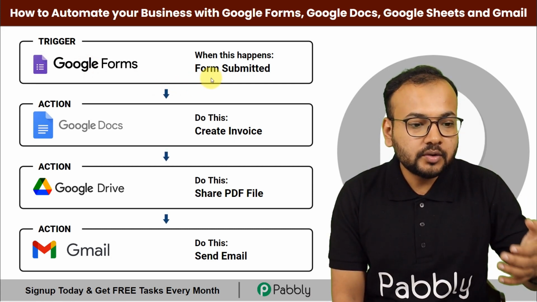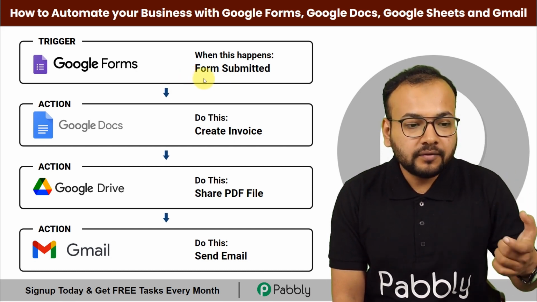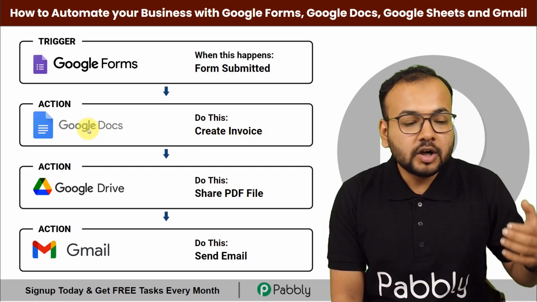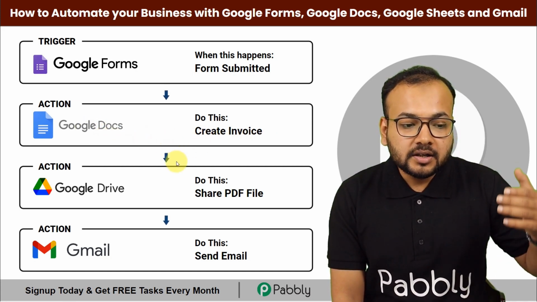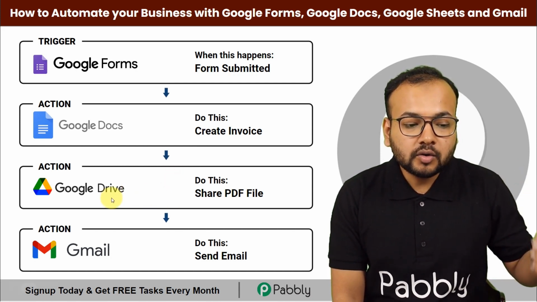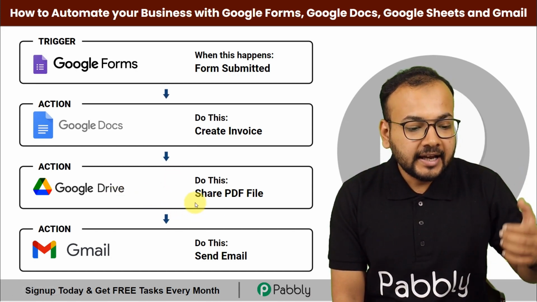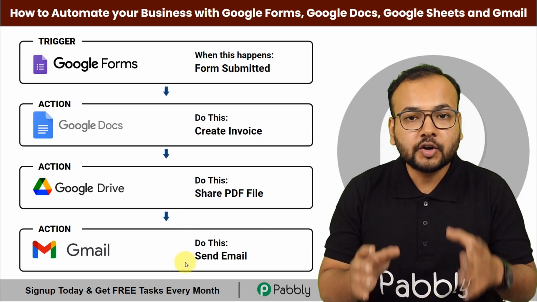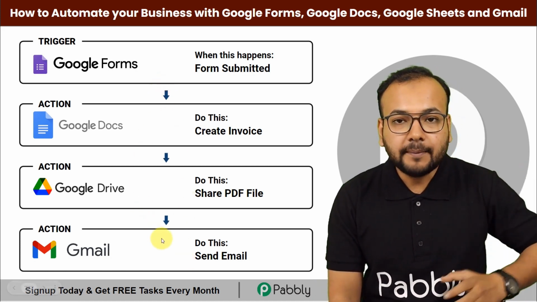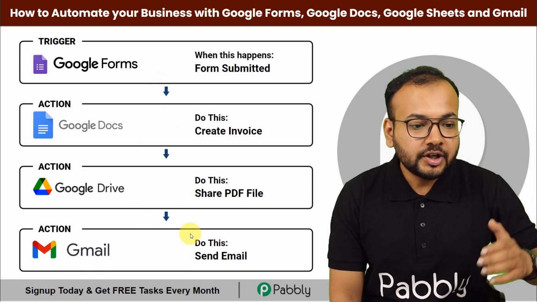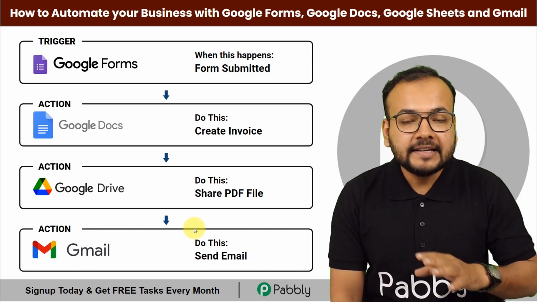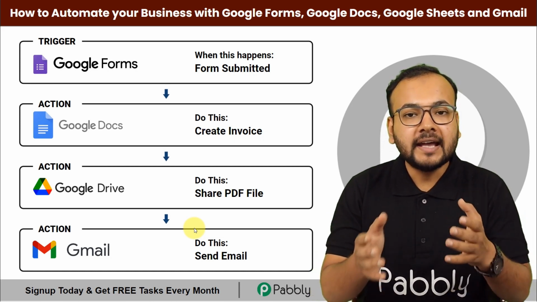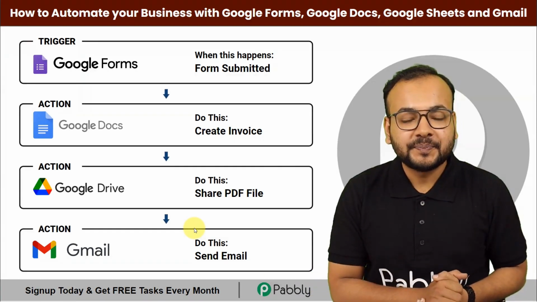So as and when you receive the order from Google Form, the action towards that trigger event would be to create an invoice in Google Docs application, and then the same invoice will be shared from your Google Drive in PDF format, and a confirmation email will be delivered along with the payment link to your customer automatically. So all this is going to happen automatically with the help of our automation. You can set up this automation very easily without any coding or programming and can save an immense amount of your time and manual effort. Let me show you how.